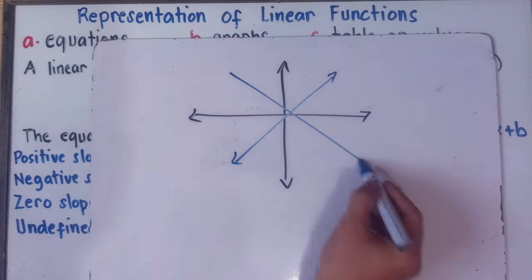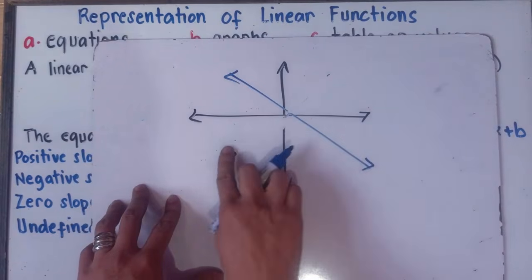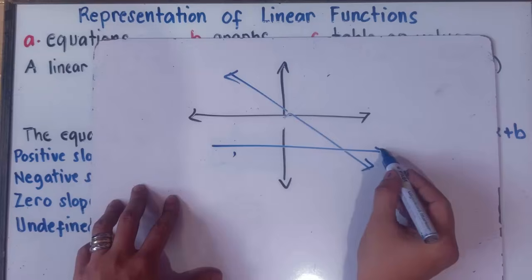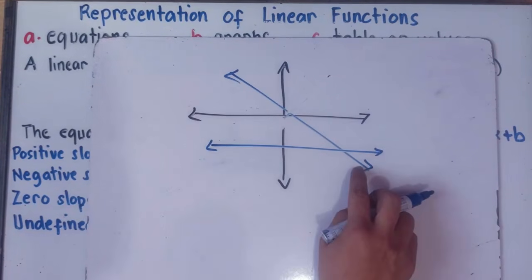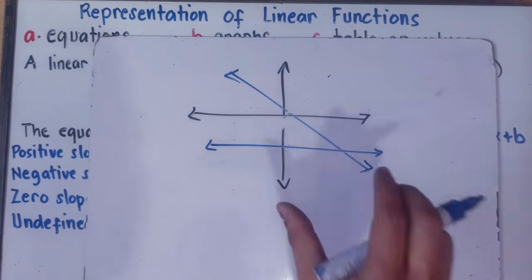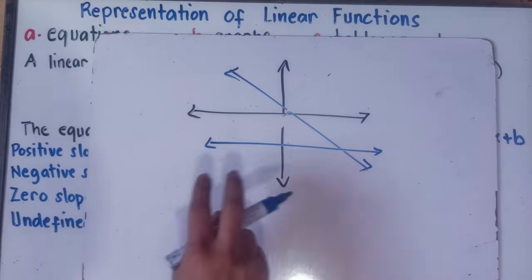Another example, this one, this is your graph. This will be a linear function. Another example, this one right here, a horizontal line. This will be a linear function. If you have a horizontal line, class, the slope is 0. But do not worry, we will have examples for this with regards to equations later on.